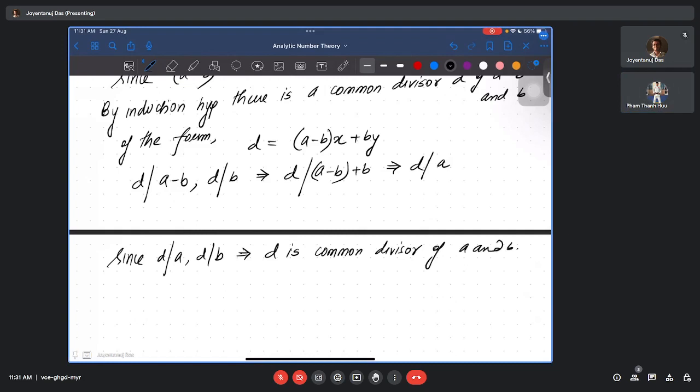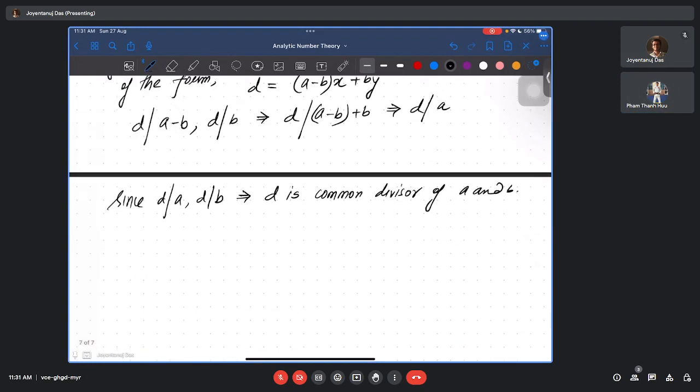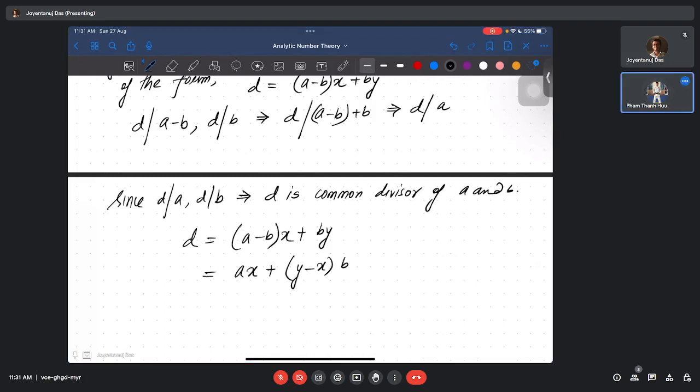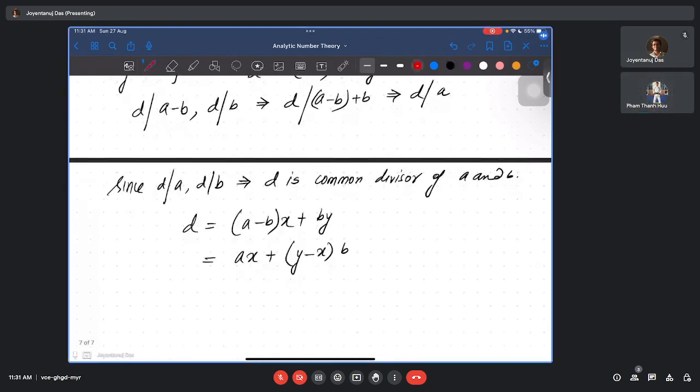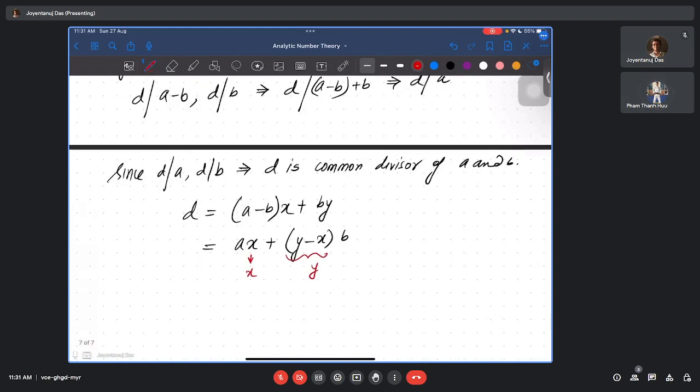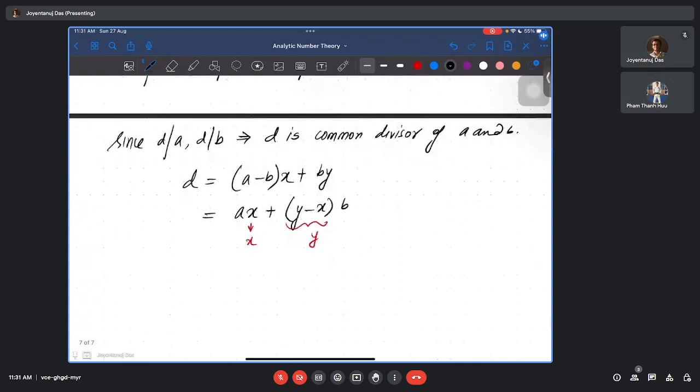So that is fine. So now we can rearrange our equation. First we have expressed D equals A minus B times X plus B times Y. So here I can write it as A X plus B times Y minus X, right? We can rearrange them. So this is my new X and this is my new Y, right? So I have expressed that D can be a linear combination of A and B, right?